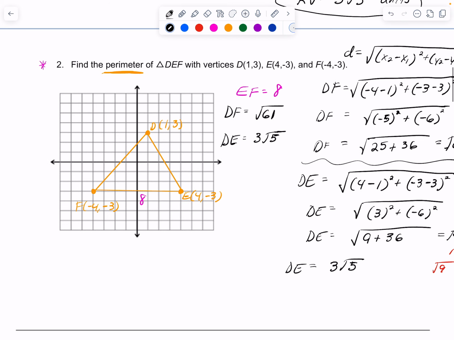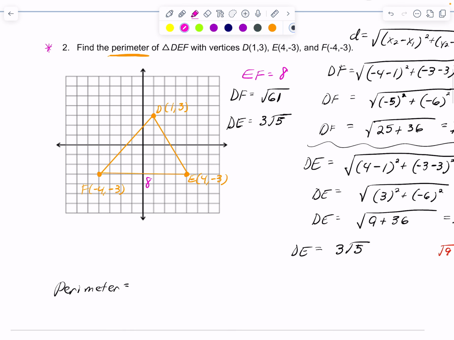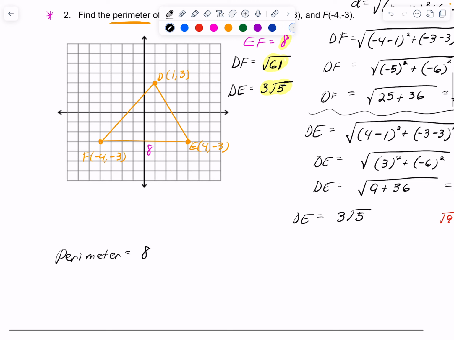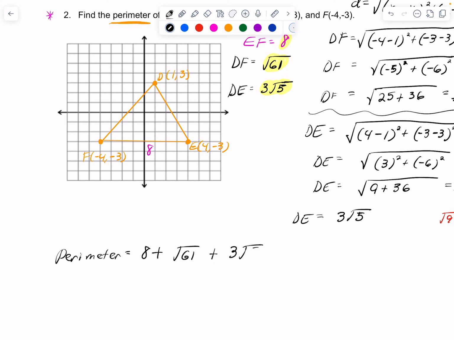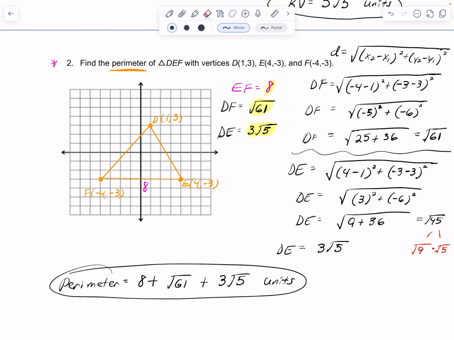Now I have all 3 side lengths. So to find the perimeter, I'm going to add all 3 of those side lengths together. Now you'll notice when you look at all 3 of them that I actually cannot add any of these together, right? 8, square root of 61, and this 3 times the square root of 5. None of those can be combined. So actually my answer is going to be all those added together. So 8 plus the square root of 61 plus 3 root 5 units. So this is the perimeter of that triangle. All right, let's move on to the next one, number 3.